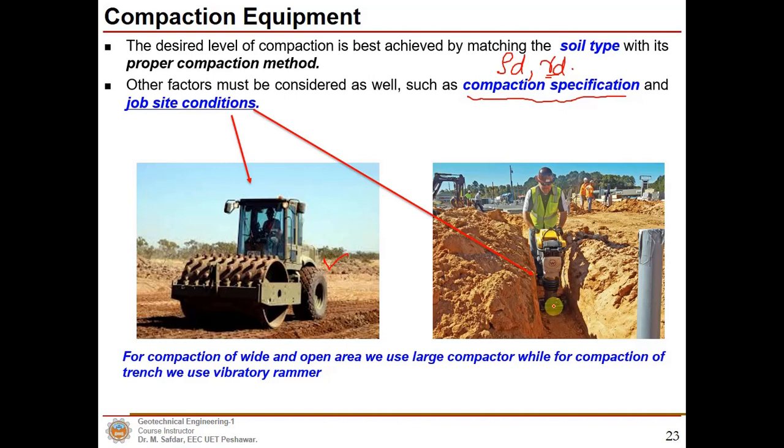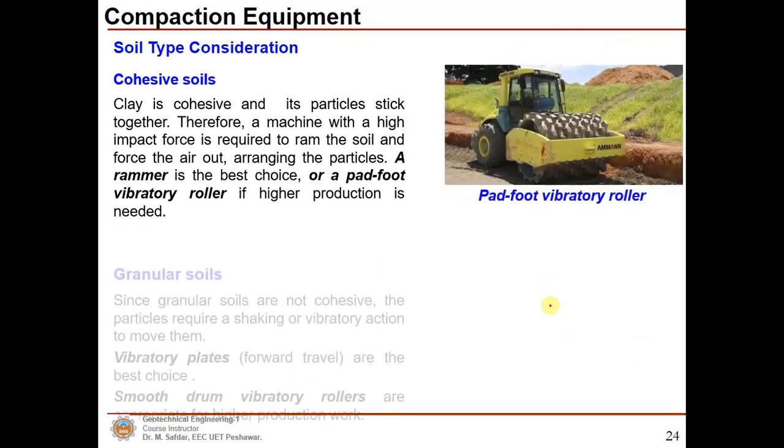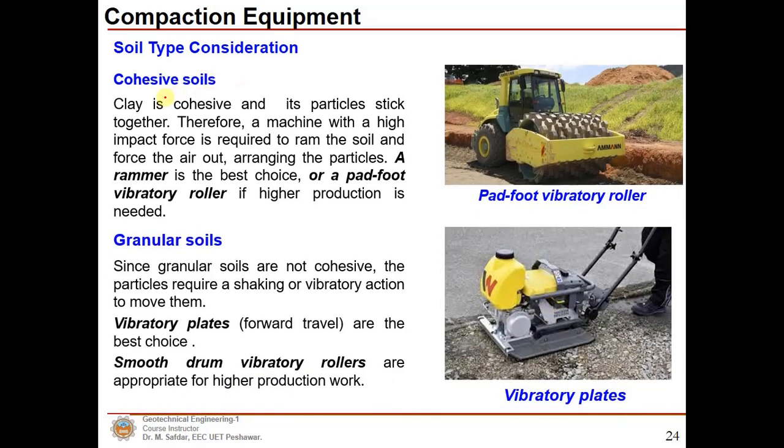And if we are dealing with a congested area such as a trench or trench backfills, then vibratory hammers are more widely used in the field. Discussing the soil type, for cohesive soils, clay is cohesive and its particles stick together, therefore a machine with a high impact force is required to ram the soil and force the air out, arranging the particles. So a rammer or a sheep foot roller is the best option to compact cohesive soils.